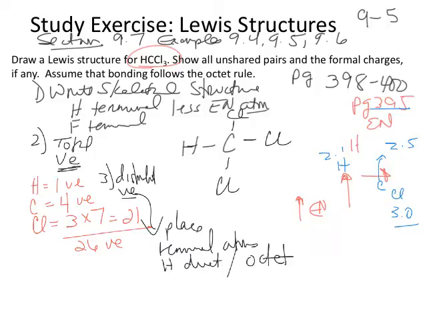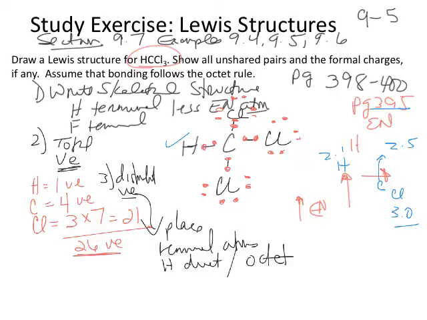So let's count electrons. We have 1, 2, 3, 4, 5, 6, 7, 8. Hydrogen's already done. So 8, 9, 10, 11, 12, 13, 14, 15, 16, 17, 18, 19, 20, 21, 22, 23, 24, 25, 26. And that's 26 valence electrons.